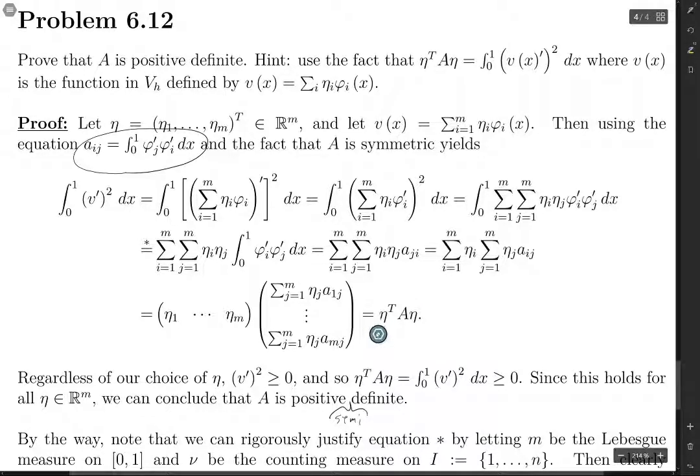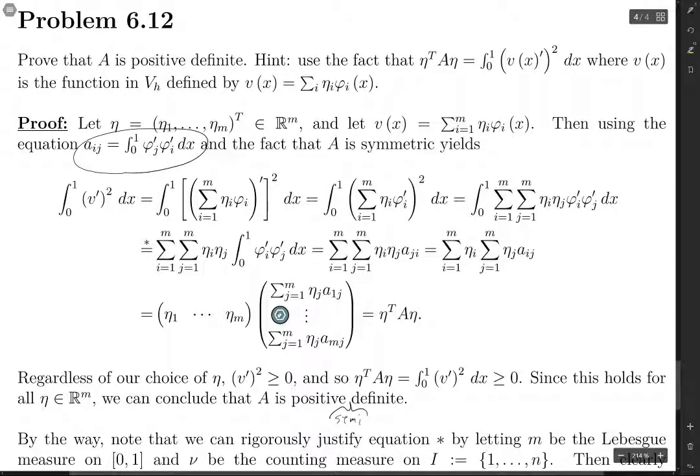Because this eta transpose is just this vector here. And then if you take the product A times eta, you'll see that the matrix you get is an m by 1 matrix, so you've got m rows in one column, and the indices are given by these sums.